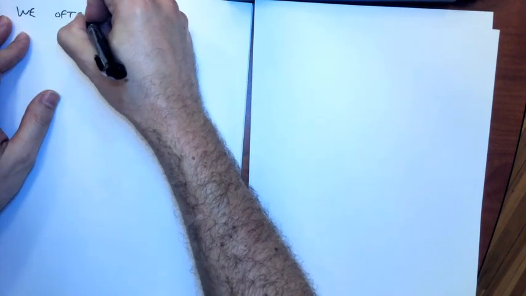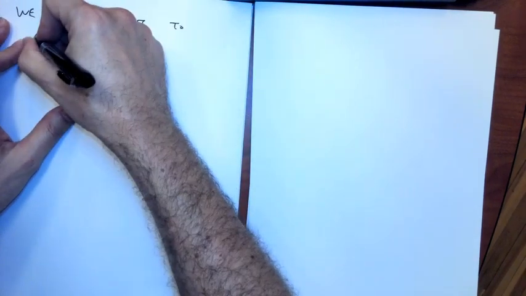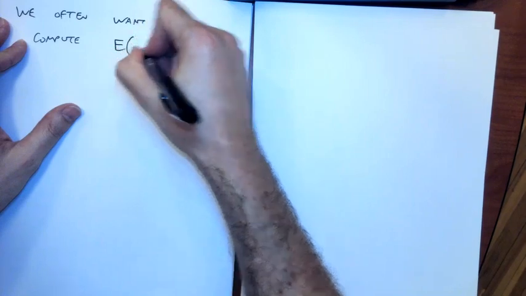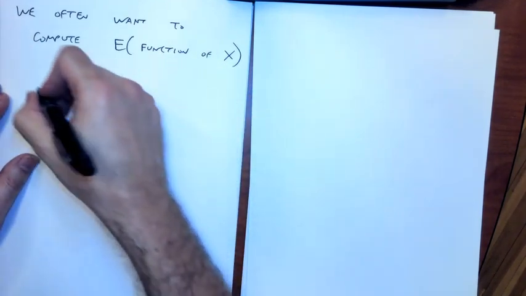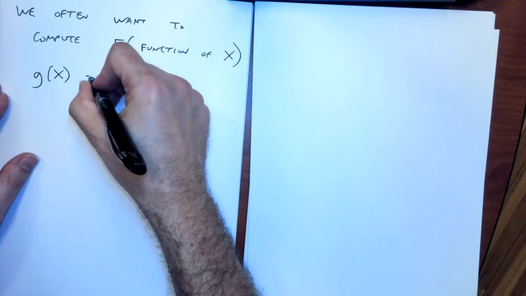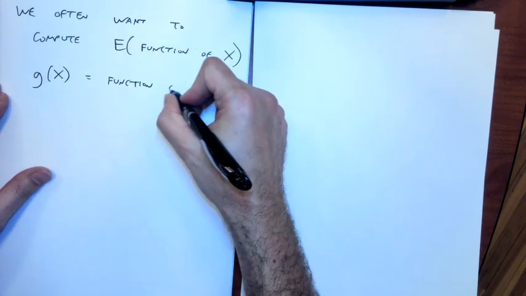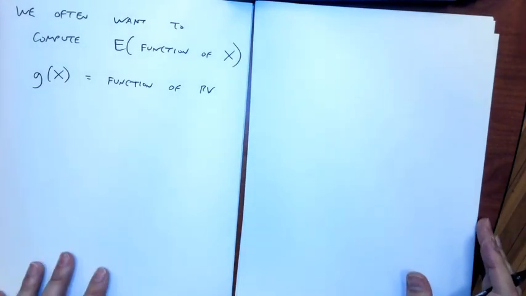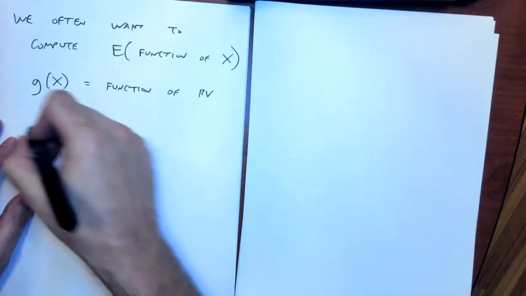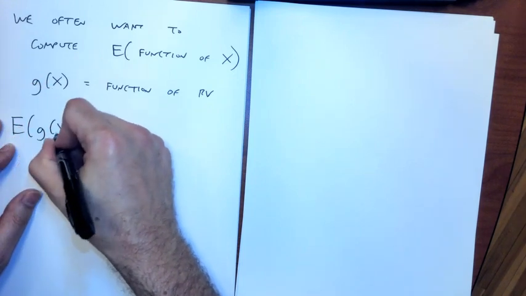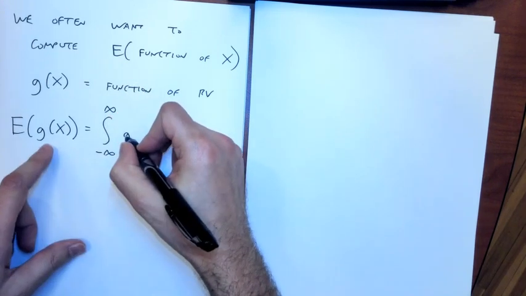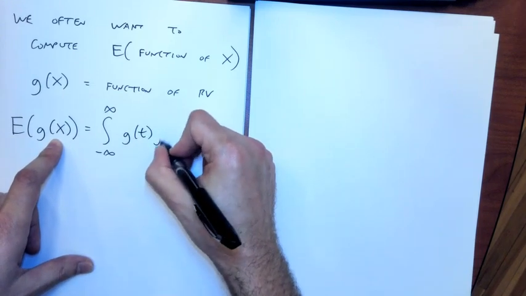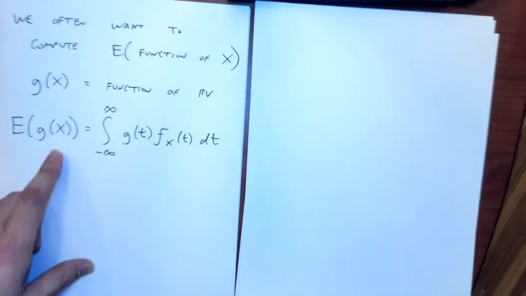So we often want to compute the expected value of some function of a random variable. For example, I tell you g of x, which is a way of taking whatever the random variable is and giving me some other number. Then I want to compute the expected value of this function of x, which is nothing more than, instead of plugging in x itself, I plug this function into my formula.